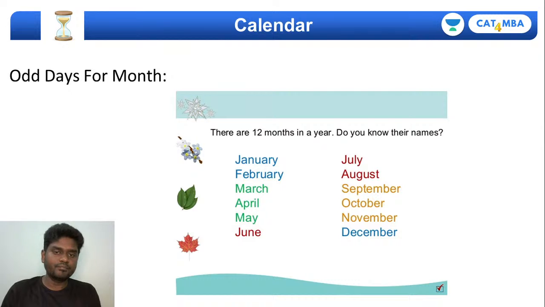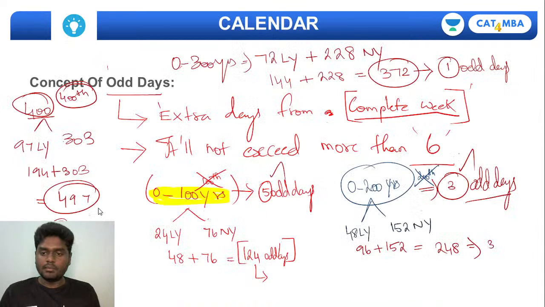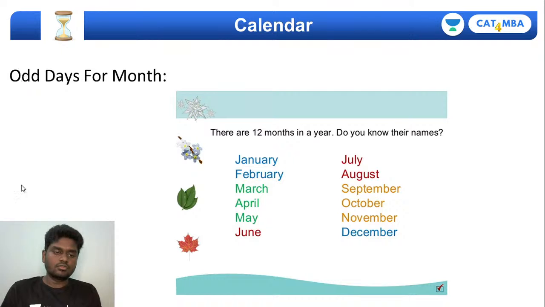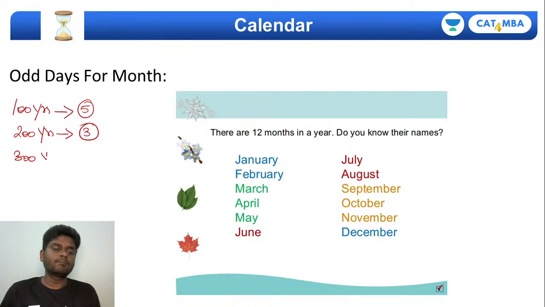Now listen carefully. Let me just erase it. So what you really need to remember here, I better write it here. For 0 to 100 years, that is for 100 years, you'll be having 5 odd days. For 200 years, you'll be having 3 odd days. For 300 years, you'll be having 1 odd day. And for 400 years, you'll be having 0 odd days.